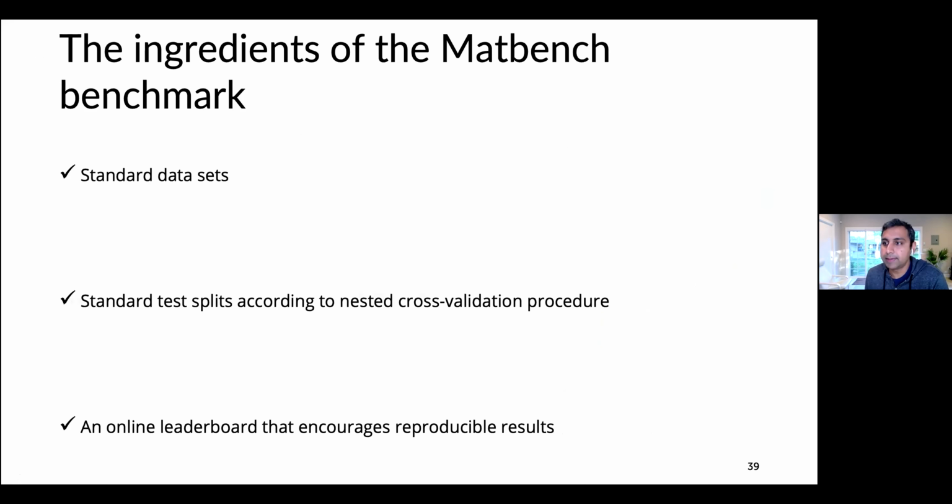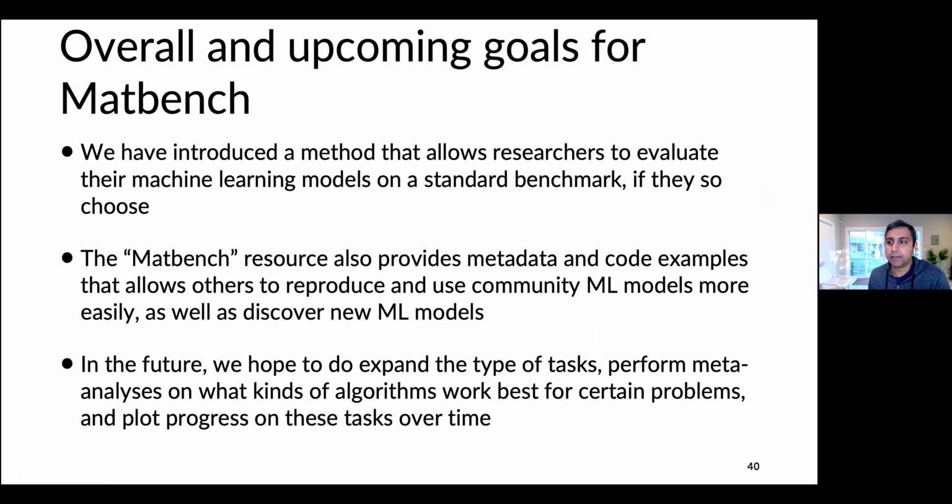Okay, so those are the 3 ingredients that we've been working on for the Matbench benchmark. So in terms of overall and upcoming goals, we've introduced methods that will allow researchers to evaluate machine learning models on a standard benchmark. So we're not all evaluating things on different benchmarks. We also provide metadata and code examples that allow others to reproduce those models and use those models maybe a bit more easily because there are code examples of how to do it. There are specific results that you should get when you make predictions on certain data sets, and then you can verify that you're getting the same results.